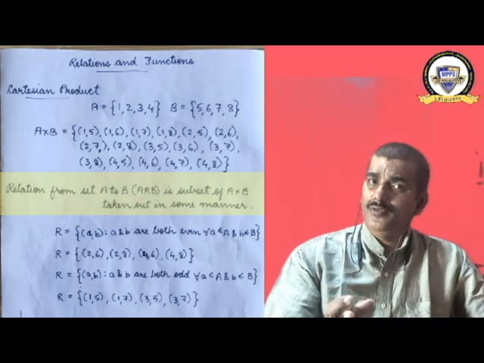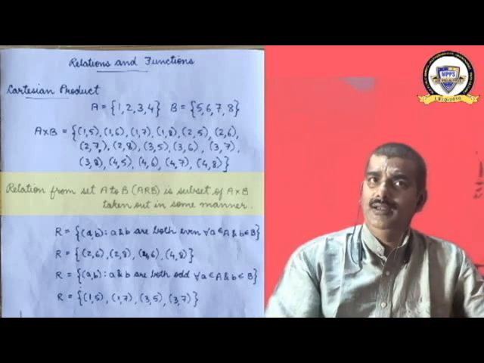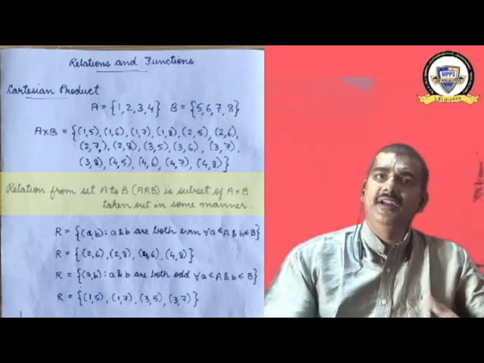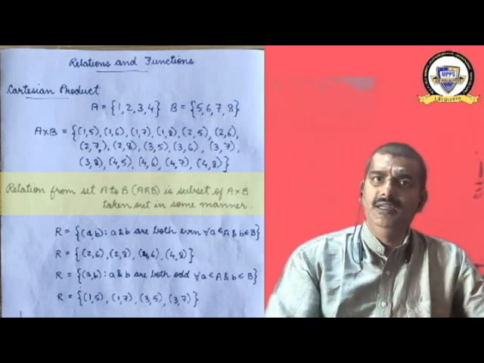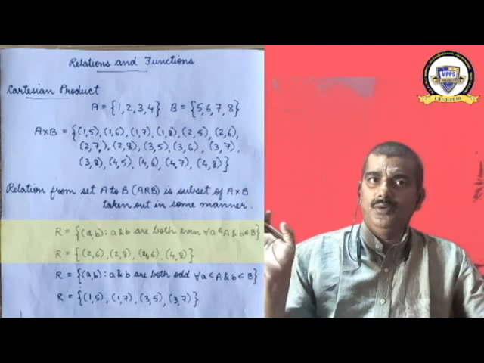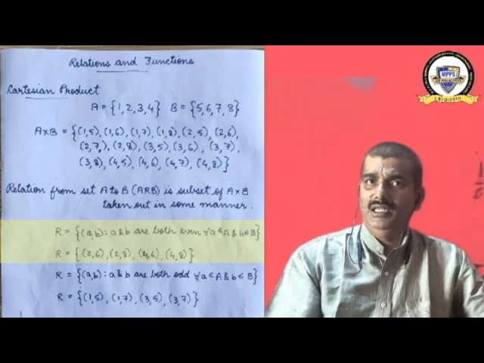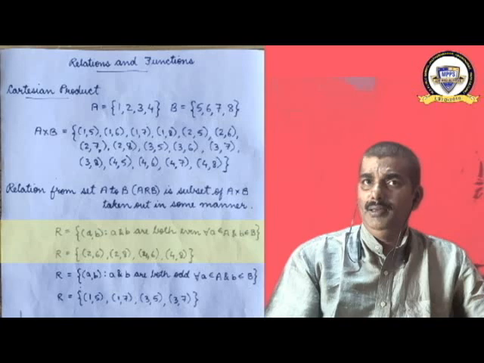What are the subsets of A cross B? A cross B itself is a subset of A cross B, and the null set is also a subset of A cross B, and a lot of other subsets we can write in some particular way. For example, R is equal to {(a, b) such that a and b are both even, whereas a belongs to A and b belongs to B}.